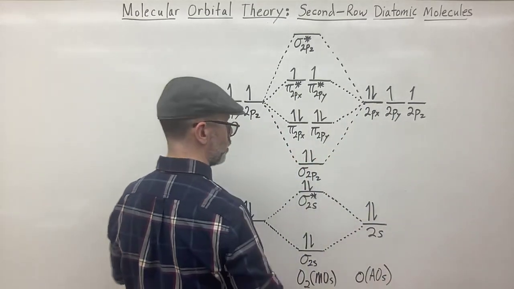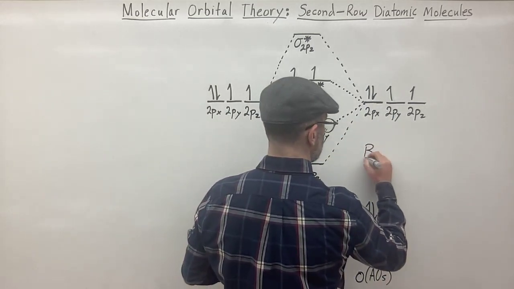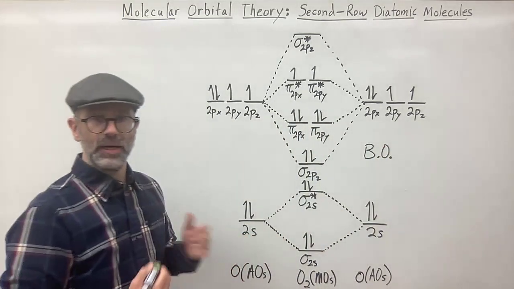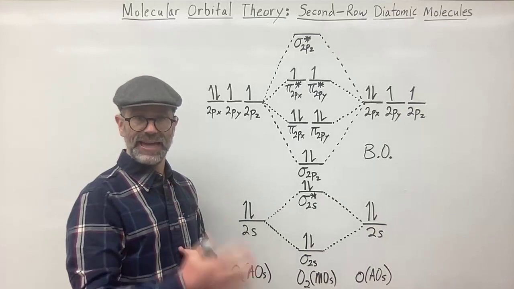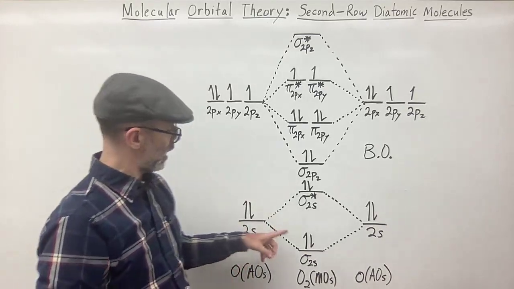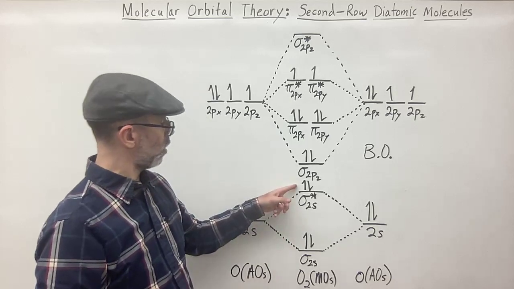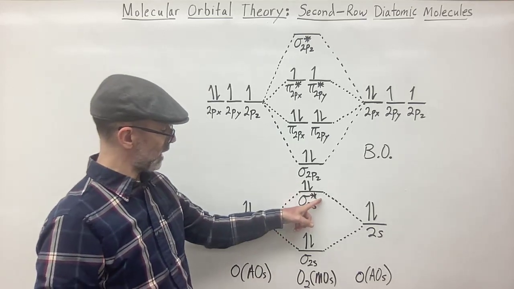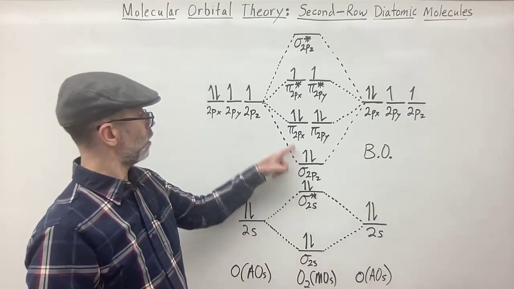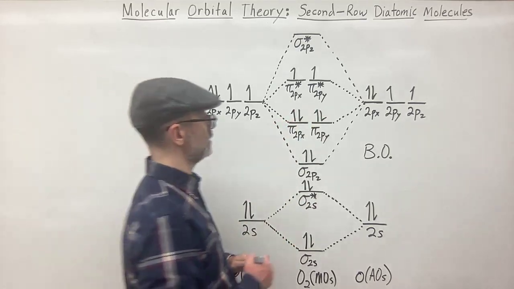Again, the bond order is going to be equal to the number of bonding electrons minus the number of anti-bonding electrons. That difference is divided by 2. So again, we have 1, 2, 3, 4. Oops, not that one. That's a star. That's not bonding. So this is bonding. 1, 2, 3, 4, 5, 6, 7, 8.